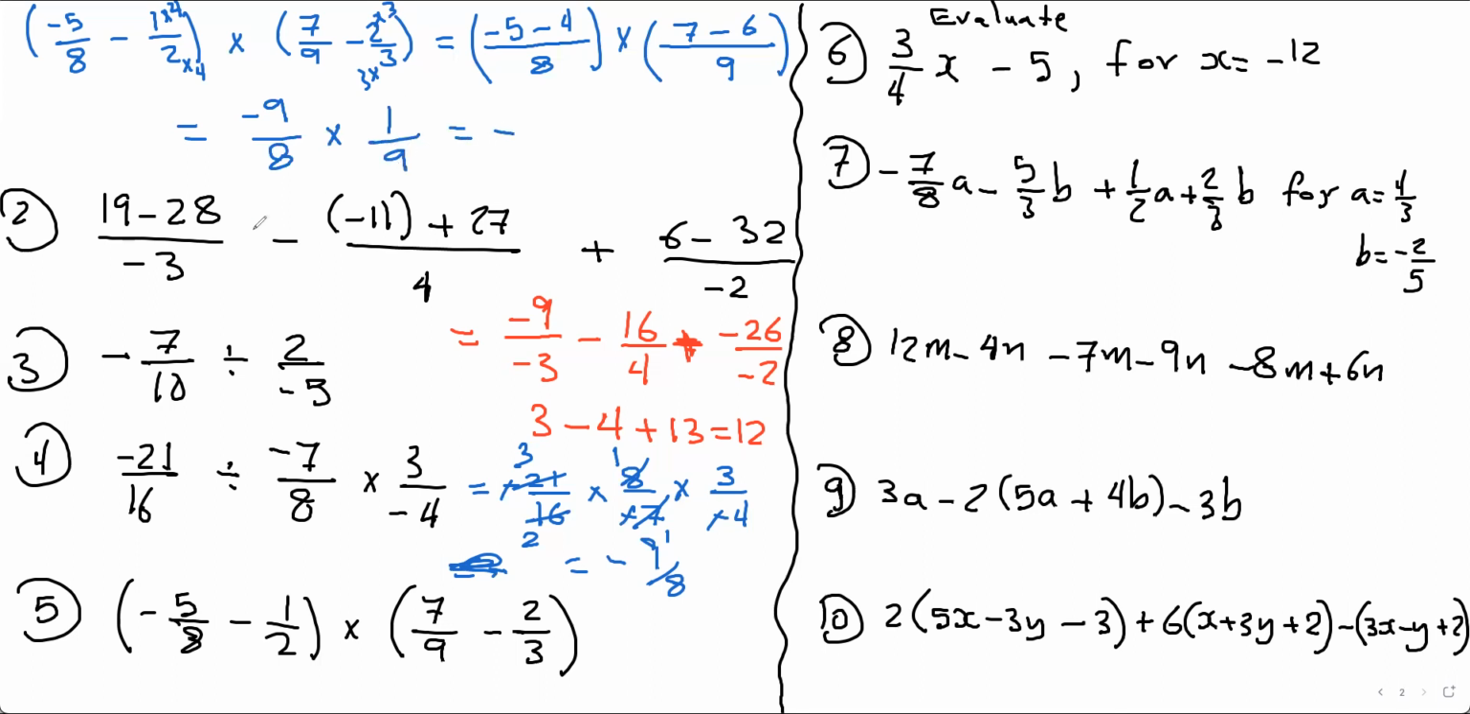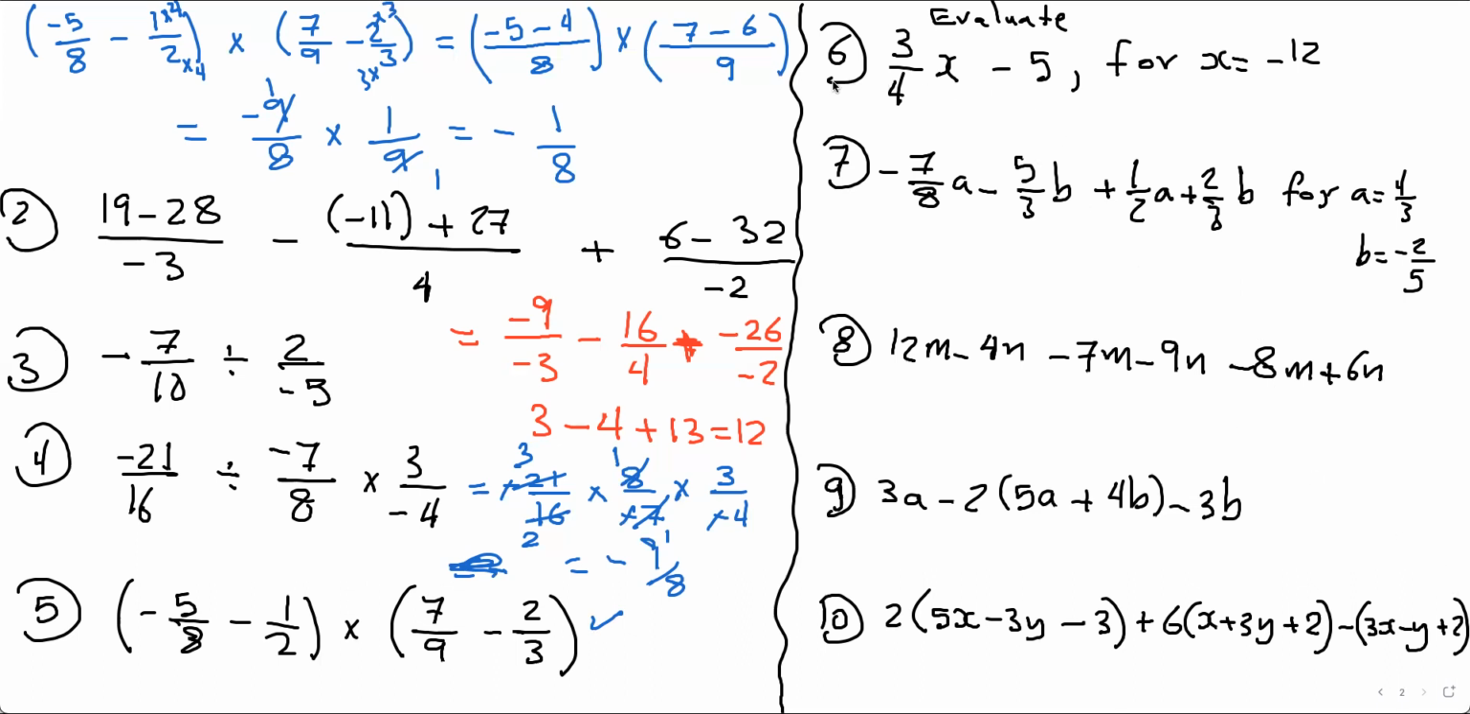The answer is going to be negative. The 9s will cancel each other out. You get 1, 1, and now you multiply the tops, you get 1. You multiply the 8 and the 1 on the bottom, you get 8. And that's the answer for this one. So now we finished with 1 to 5 altogether. Okay.